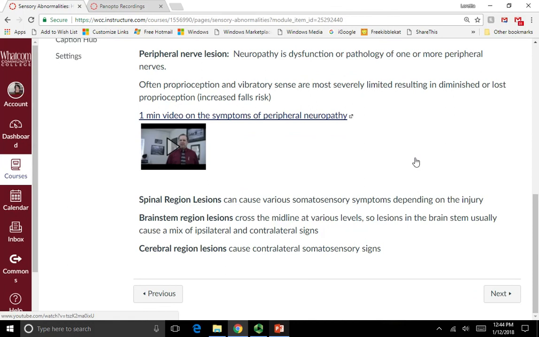So peripheral nerve lesions, we talked about neuropathy. Spinal region lesions can cause various somatosensory symptoms depending on the injury. Brainstem regions cross the midline at various levels, so lesions in the brainstem can cause a mix of ipsilateral and contralateral signs depending on which tracts are involved. And cerebral lesions can usually cause contralateral somatosensory signs because the pathways cross over before they get to the cerebrum.